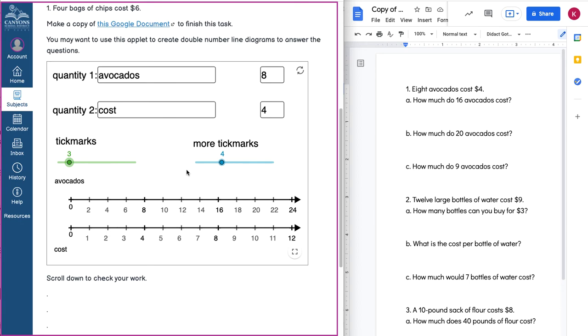So you can certainly use this applet for any of the tasks that involve making a double number line diagram, whether that be for the practice you're doing, your practice problems, or even your quizzes or tests that you experience this week or in the coming weeks as we continue to work with equivalent ratios.